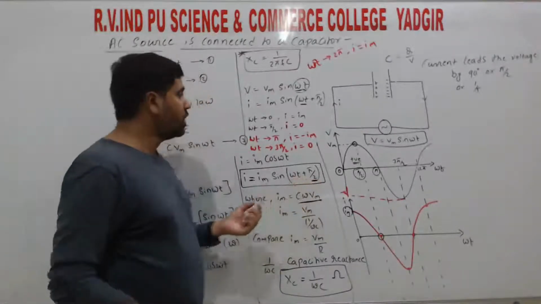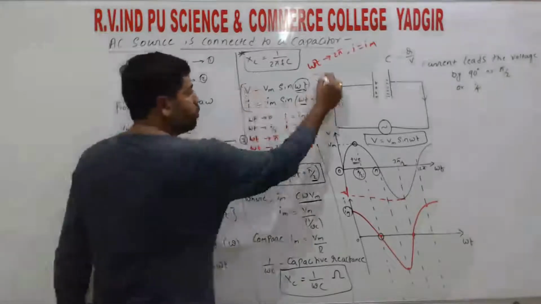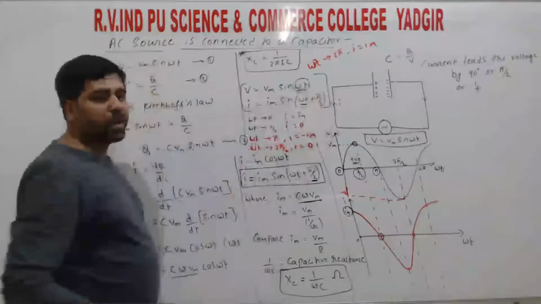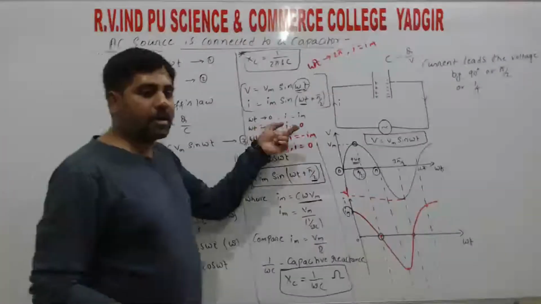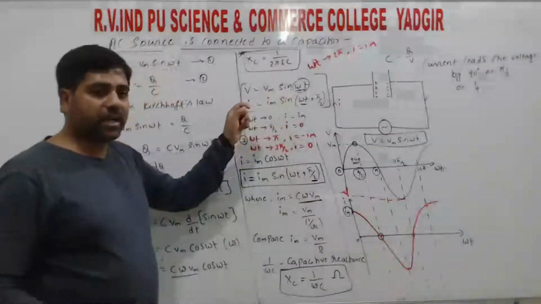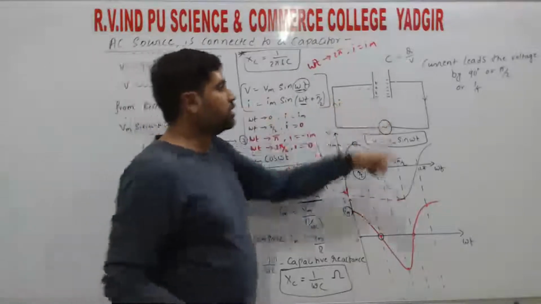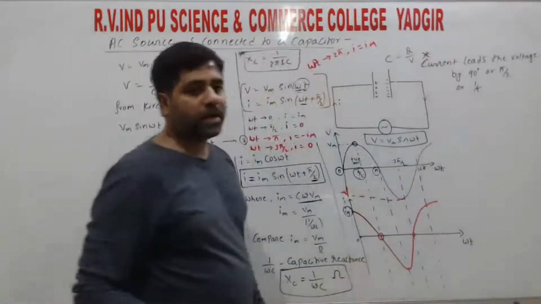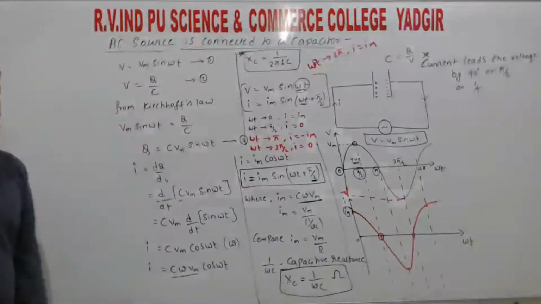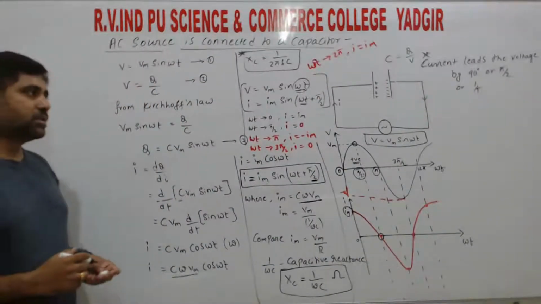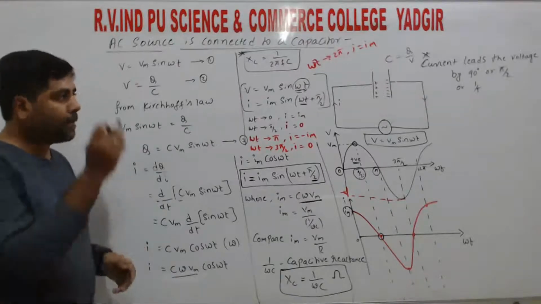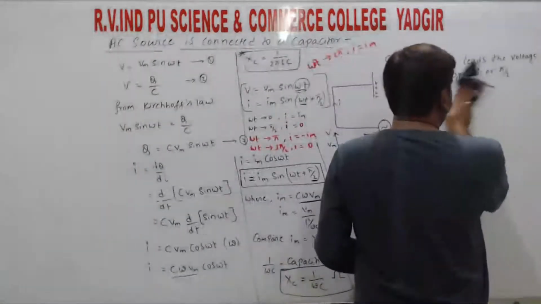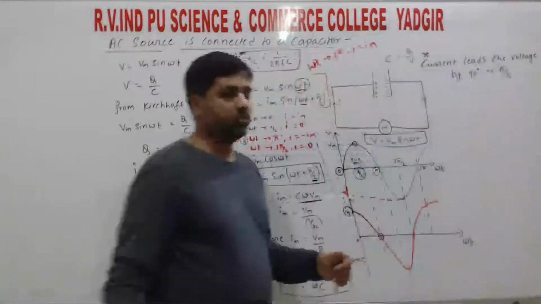So from this, comparing these two, we can say that current leads the voltage by pi by 2. That means current reaches maximum before the voltage does, right? So the statement we need to remember is: current leads the voltage by 90 degrees or pi by 2, or 1 by t, that is the time period. It is better to remember it as 90 degrees or pi by 2, right?